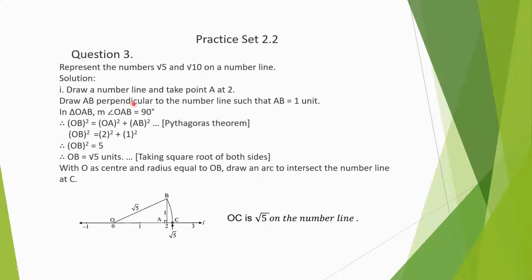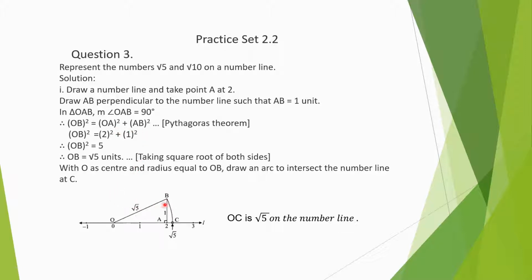Draw a number line and take a point A after 2 units. Draw AB perpendicular to the number line such that AB is equal to 1 unit. That means OA is perpendicular to AB. Therefore, in triangle OAB, we have angle OAB is equal to 90 degrees. Now, using Pythagoras theorem, OB square is equal to OA square plus AB square.